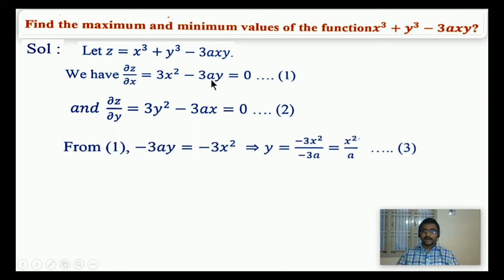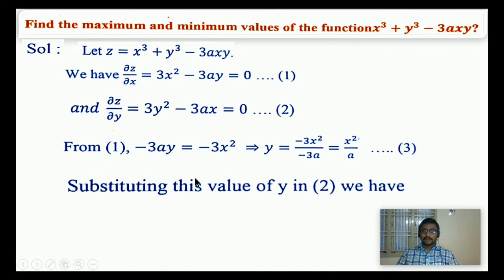So for this, from equation 1, we will have negative 3ay equals negative 3x square, which is obtained just by taking 3x square to the right hand side. Now negative 3 gets cancelled. So we will have y value, that is y is x square by a. Let it be equation 3. The equation 3 is substituted in one of the equations.